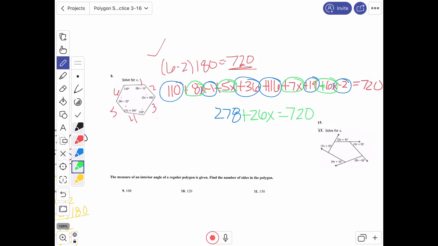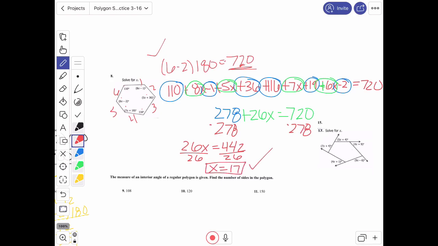All equals 720. So then I'm going to subtract 278. And I get 26x equals 442. And so I divide by 26. And x equals 17. Alright, sweet. Got through that one.